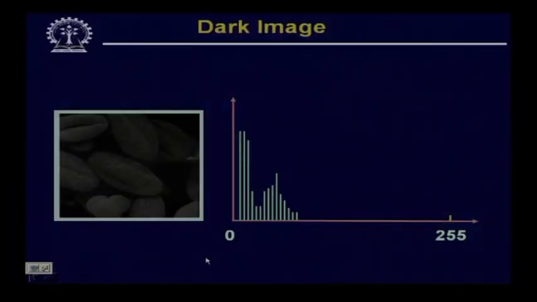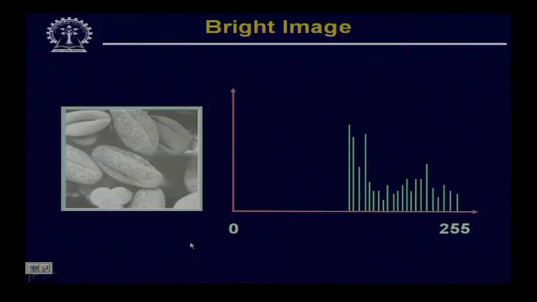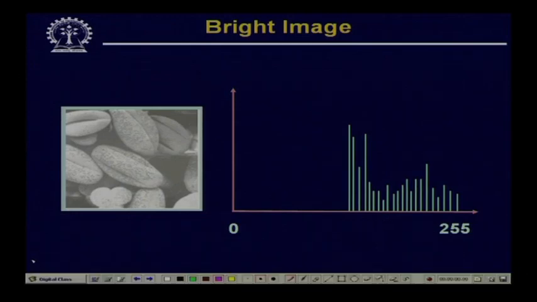Now, let us see a second image. Here you find that this image is very bright, and if you look at the histogram of this image, you find that most of the pixels of this image have intensity values which are near to the maximum, that is near value 255, and because of this the image becomes very bright.